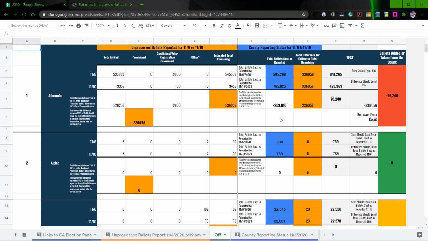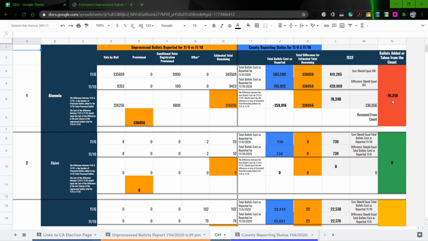Right. Well, that's not what we see here. In fact, the total number, if we were to have added it to November 6th, should have been 841,265, but it's not. It's 765,025. So the difference between these two numbers is 259,816. When you compare that with the number that should have been added, we discover that 76,240 ballots were removed from the count.